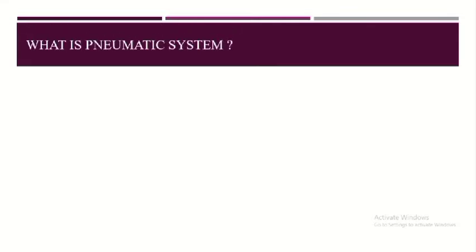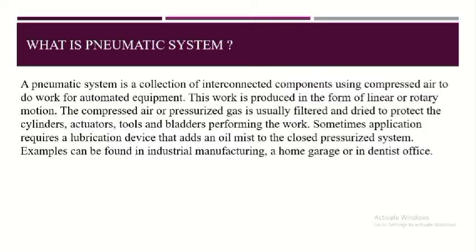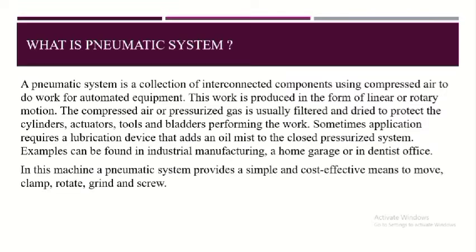Now, let us see what is pneumatic system. A pneumatic system is a collection of interconnected components using compressed air to do work for automated equipment. This work is produced in the form of linear or rotary motion. The compressed air or pressurized gas is usually filtered and dried to protect the cylinders, actuators, tools, and bladder performing the work. Sometimes an application requires a lubrication device that adds an oil mist to the closed pressurized system. Examples can be found in industrial manufacturing, a home garage, or a dentist office. In this machine, a pneumatic system provides a simple and cost-effective means to move, clamp, rotate, grind, and screw.